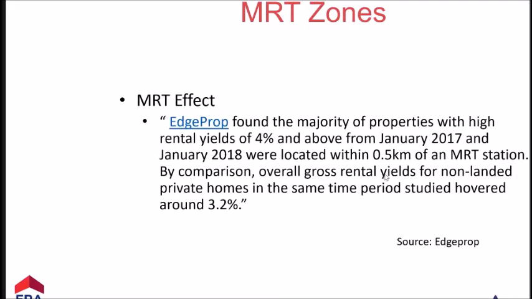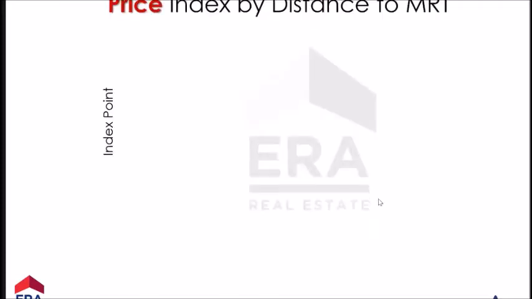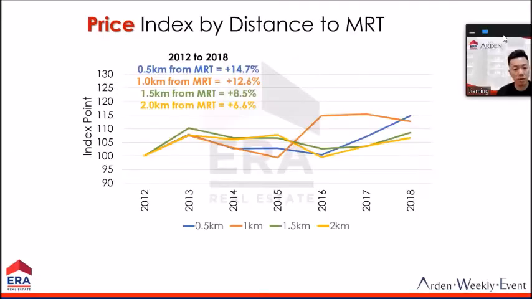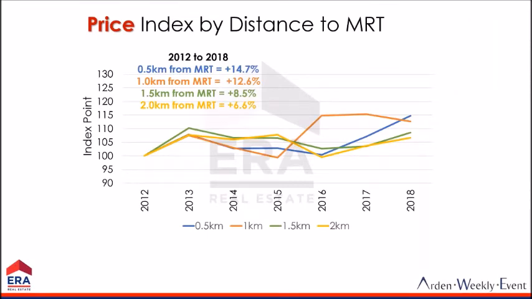Okay, and of course they found the majority of properties nearer to the MRT have a higher rental yield of 4% upwards. I think you all get the drift, huh? But in actual data, this is a commissioned study by ERA, and it is a bit lower in pricing. This is up to 2018. I'm sorry, I don't have 2019 to 2021. The study has not been done yet. But I think you get the drift.